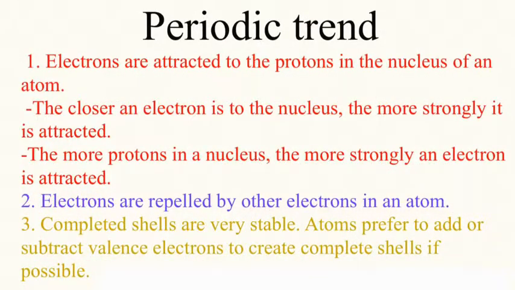You can make predictions about certain behavior patterns of an atom and its electrons based on the placement of the atom on the periodic table. All of the periodic trends can be understood in terms of these three basic rules.